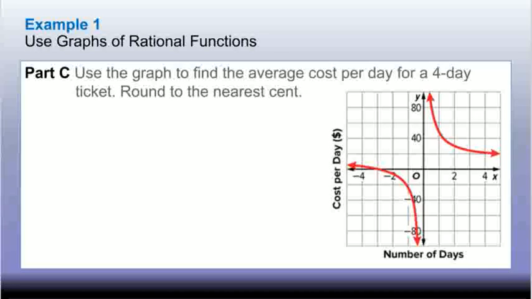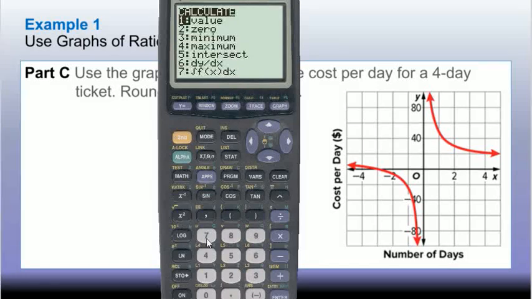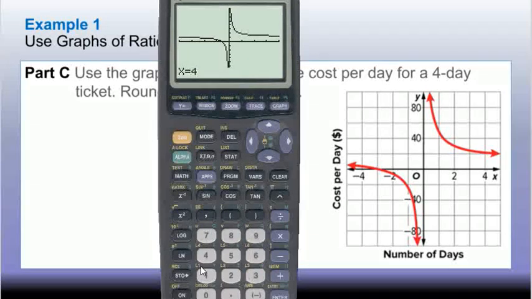Next part, use the graph to find the average cost per day for a 4-day ticket, round to the nearest cent. So if we put a 4 in for x, if we went to our calculator and did the value, second trace number 1, find the value, put a 4 in there, gives us 20.75, so approximately $20.75.